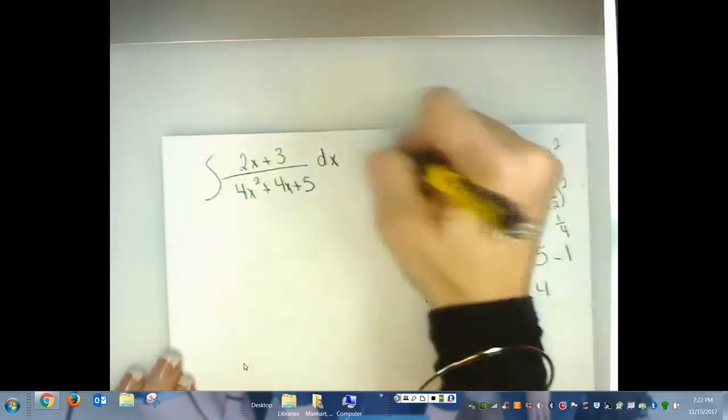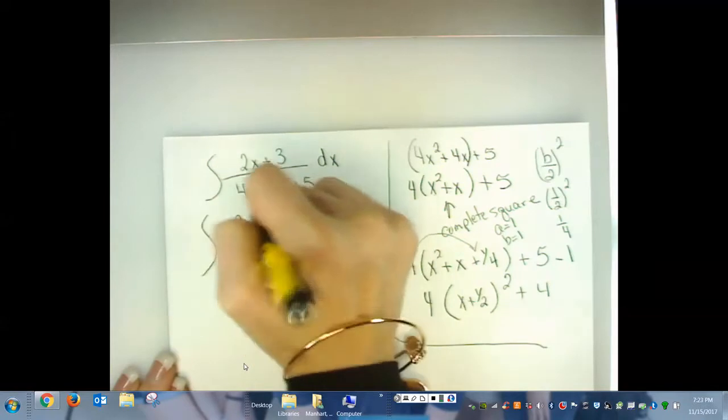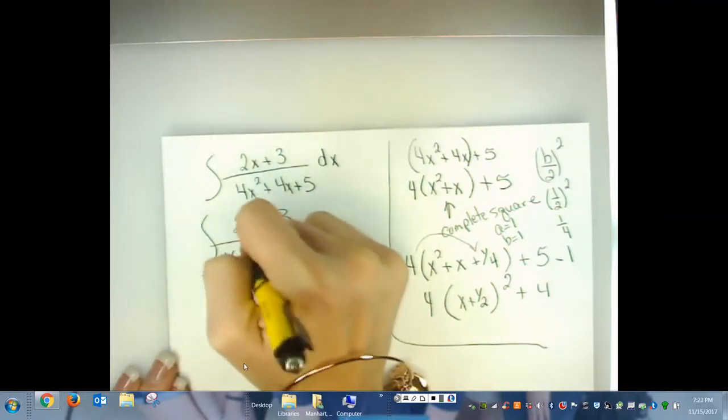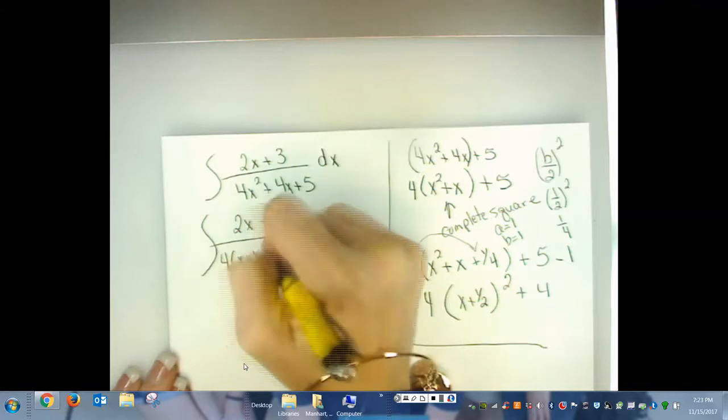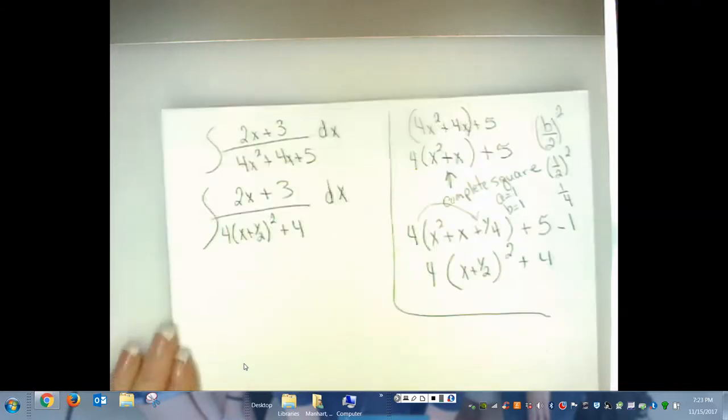Then, that's the hard part. You got to come back and you've got to rewrite the problem and make this 4 times x plus a half quantity squared plus 4. Okay?